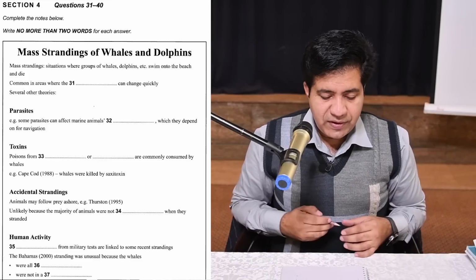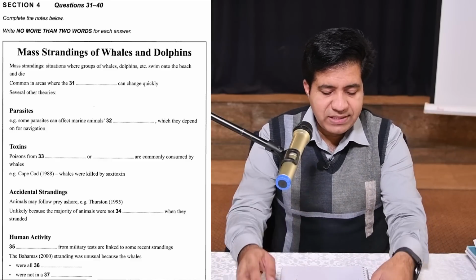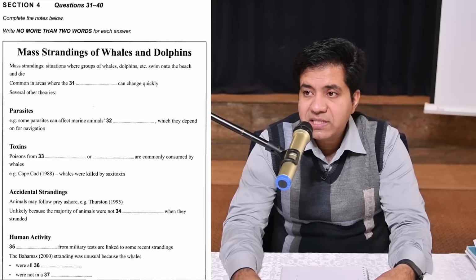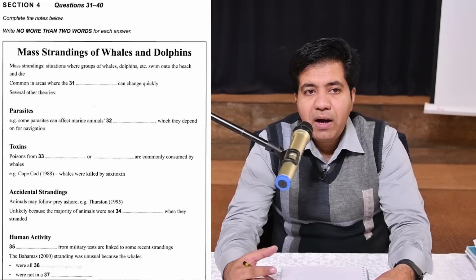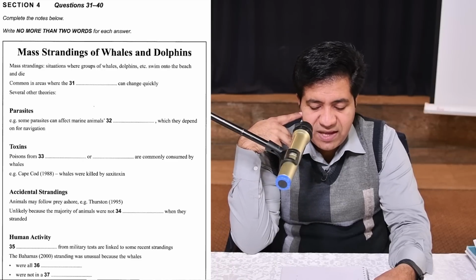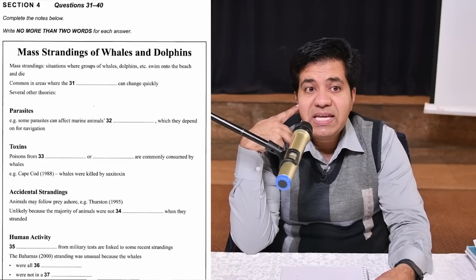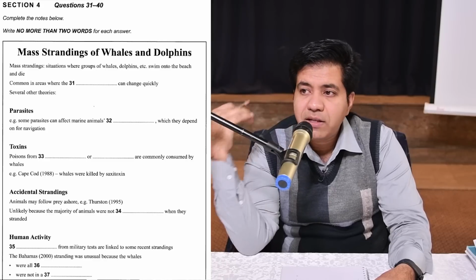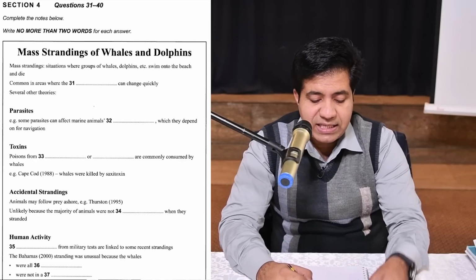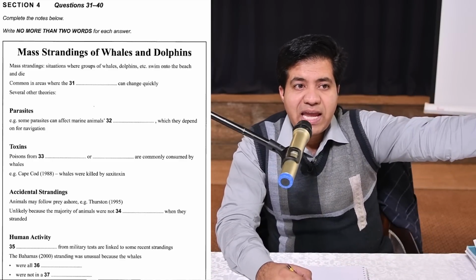Alright, question number 32. Parasites, for example, some parasites can affect marine animals dash. It can be the body part of marine animal. Marine animals, something which they depend on for navigation. So it is something that the marine animals depend on for navigation, and these parasites affect that very thing. So it can be the part of body.